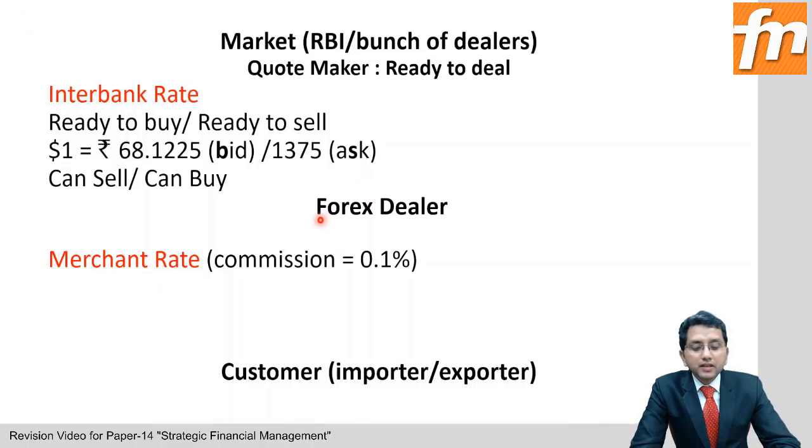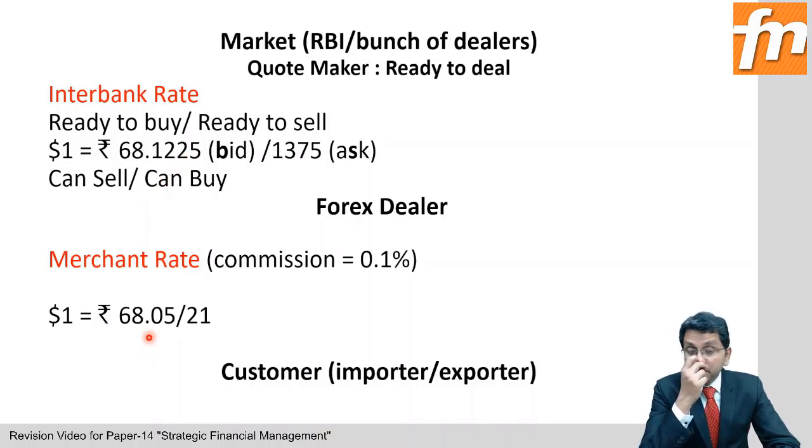Now, suppose a foreign exchange dealer wants to earn a commission of 0.1% while making a deal with its customer. Then how does he calculate the rate? I'll tell you. There is a formula. If you want to calculate the merchant bid rate, you take the interbank bid rate and deduct a profit margin of 0.1%. Just try it on your calculator.